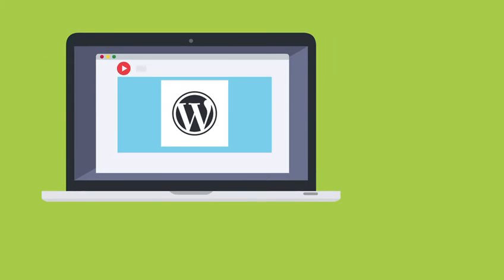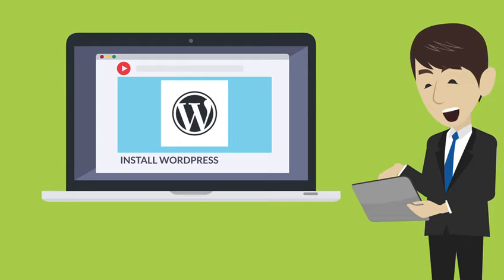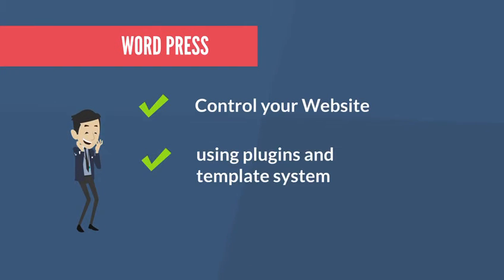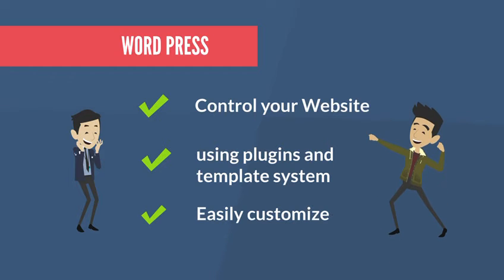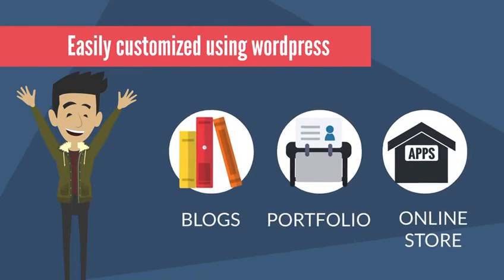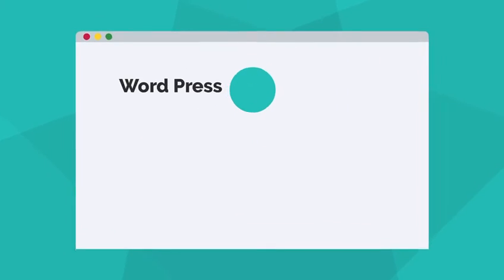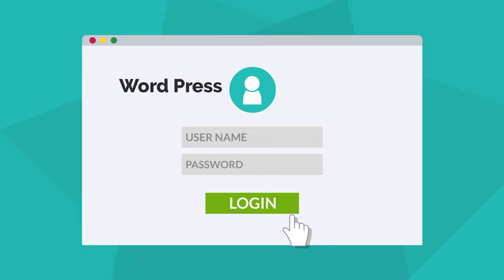Now let's go to step 3, which is to install WordPress. WordPress is used to control your website that contains plugins and a template system, so you can customize any website to fit your business, blog, portfolio, or online store. Log into your WordPress and your website is live.